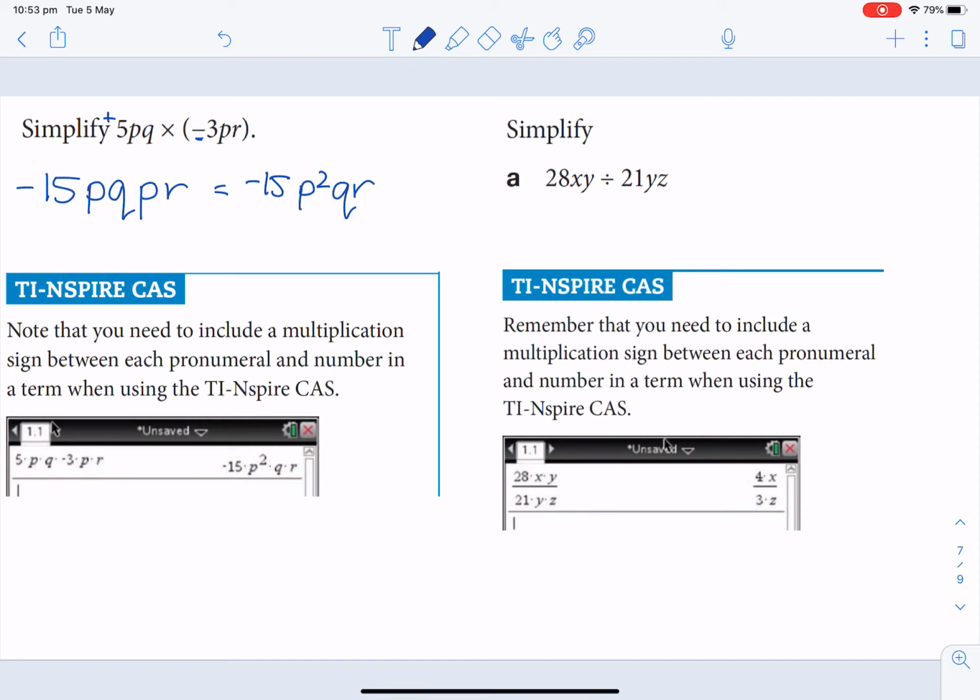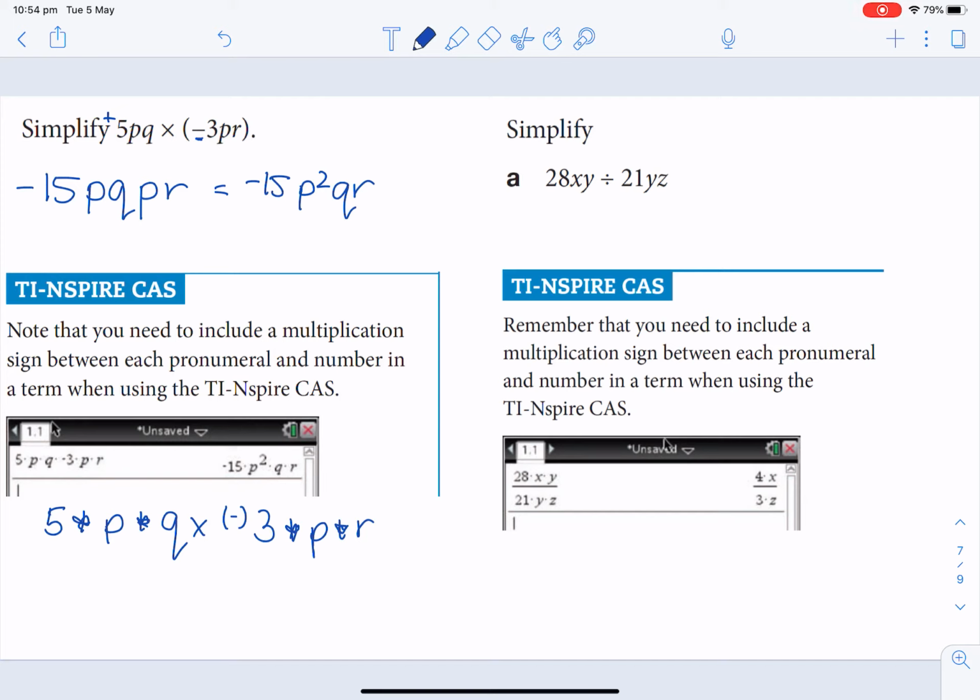And that's my answer. We can put this into the CAS, but again, we have to put a multiplication sign between everything. So you would put in 5 times P times Q times negative. Now there's a negative button and there's a subtraction button. Use the negative button, which is the little dash in the brackets, multiplied by 3 by P by R, and you would still end up with exactly the same solution.